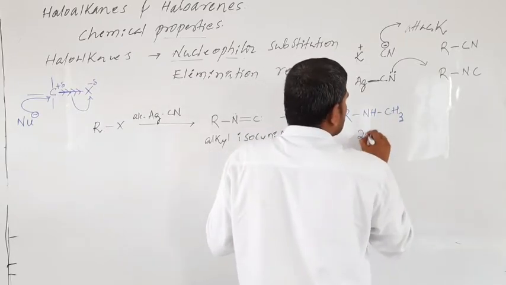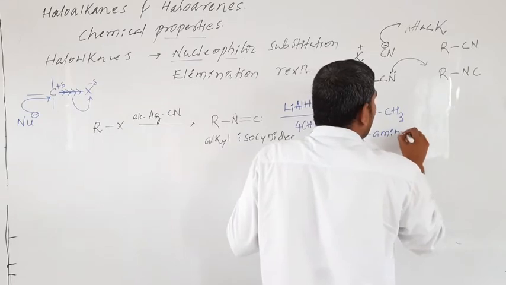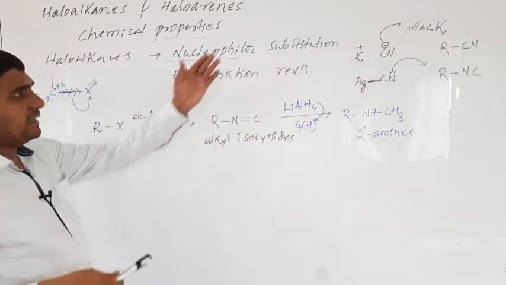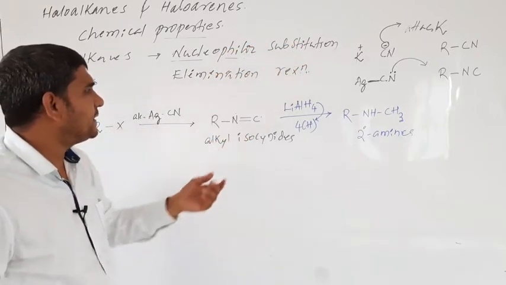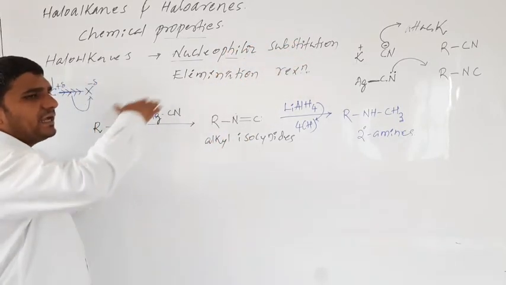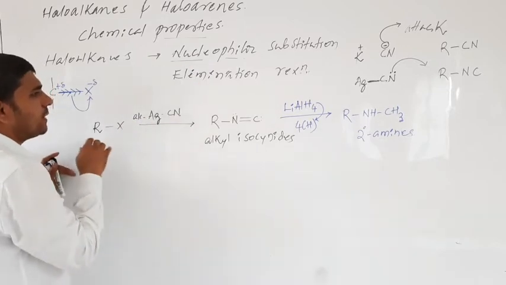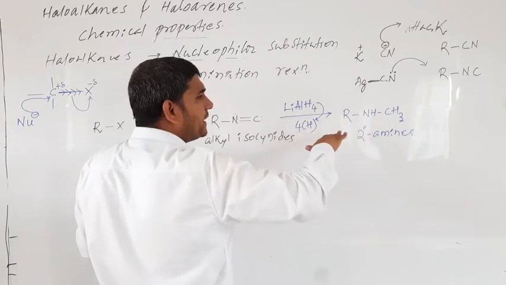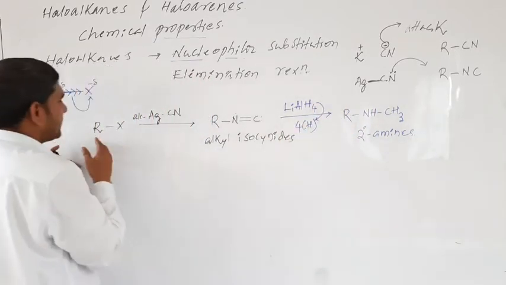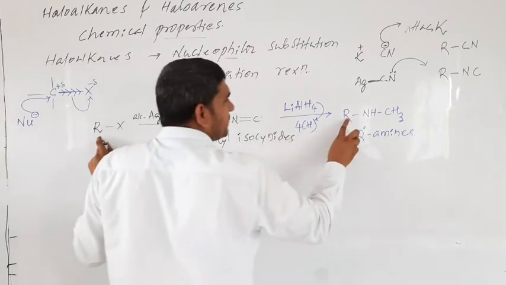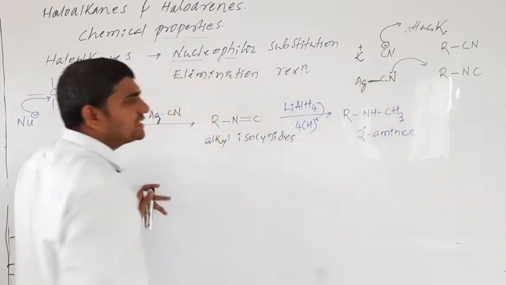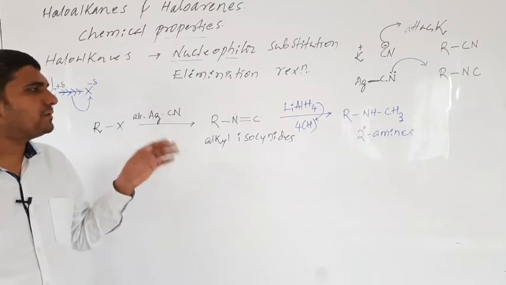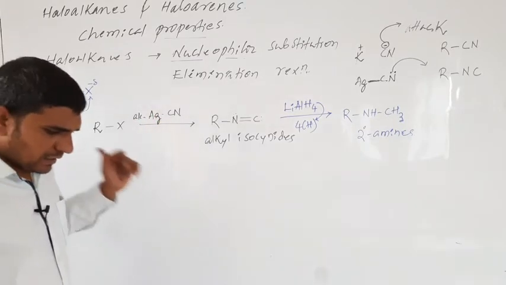R-NH-CH3. What is the product? Secondary amines are formed. Listen carefully. In these two reactions, when you take AgCN and KCN, there is an ascending of series. Ascending of series means if you compare the product and the reactant, in the product the number of carbon atoms is more compared to the reactant. How many carbon atoms? 1, 2. The number of carbon atoms increases. This is how these reactions are used during synthesis of compounds.